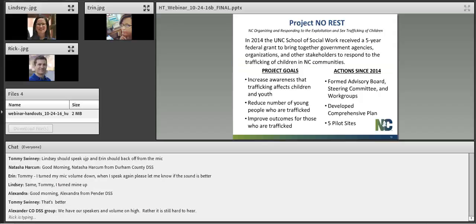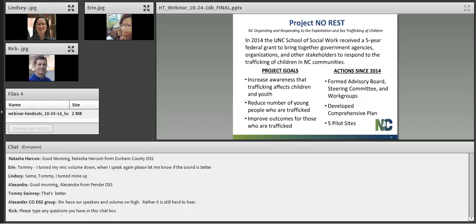So I just wanted to say that in 2014, the UNC School of Social Work was awarded a 5-year federal grant, and that was specifically to respond to trafficking of children and children who come in contact with the child welfare system who may have been trafficked or are at risk for being trafficked. The project seeks to achieve certain goals, outlined here: to increase awareness overall on how trafficking affects children and youth, reduce the number of children and youth who are trafficked, and improve outcomes for those who are.